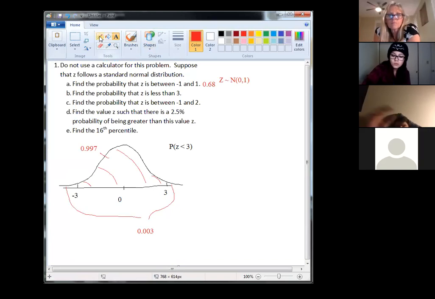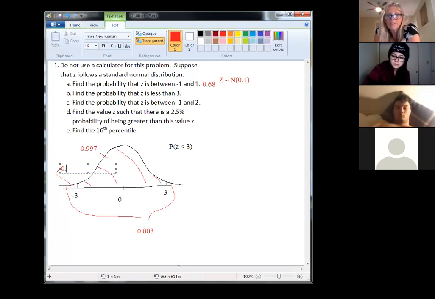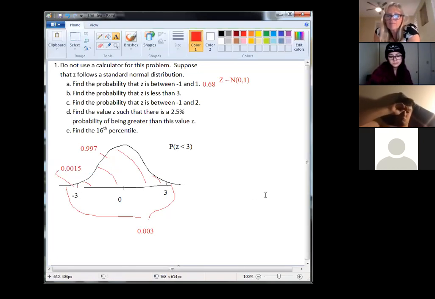Any questions on that? All right, well, if the combination of this left and right is 0.003, how do we find just the left? Don't we have to do something with given? No, it's much easier than that. The key is this is symmetric. So if the total left and right is 0.003, how do you find just this side? Divided by 2? Divide by 2, which is 0.0015. Have I lost anyone there?